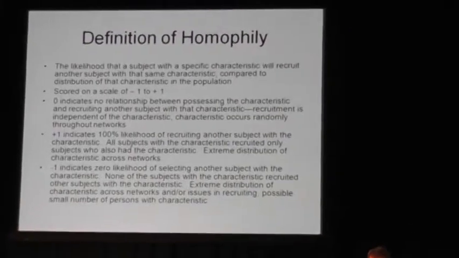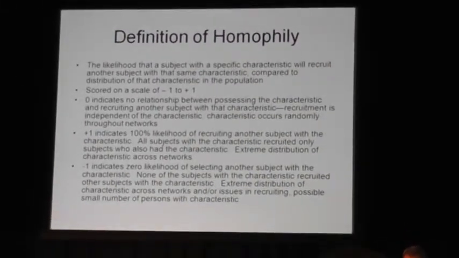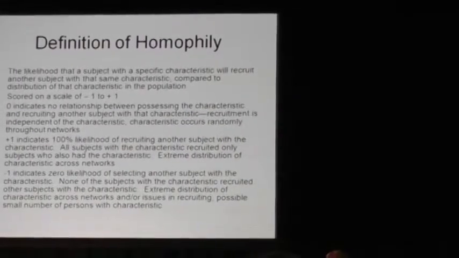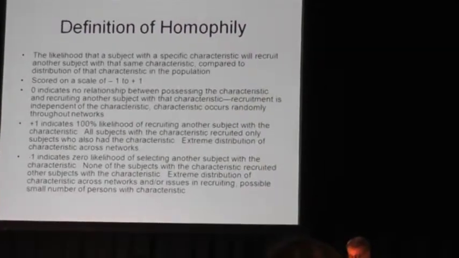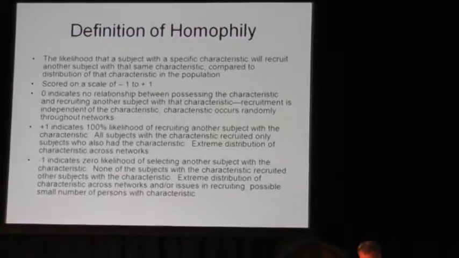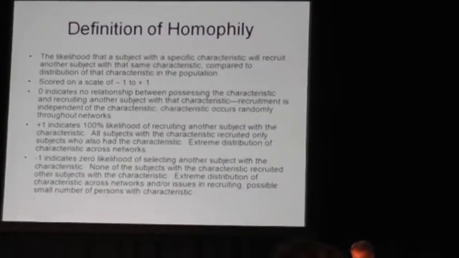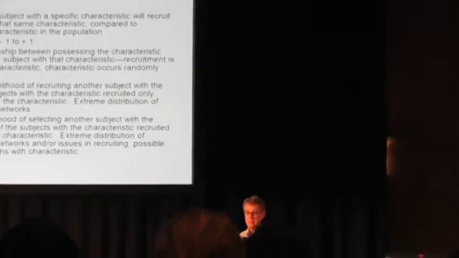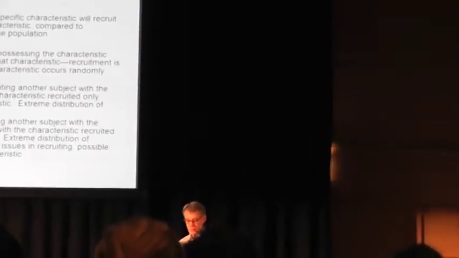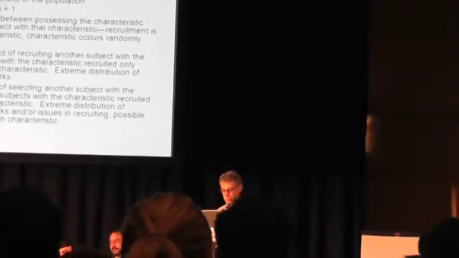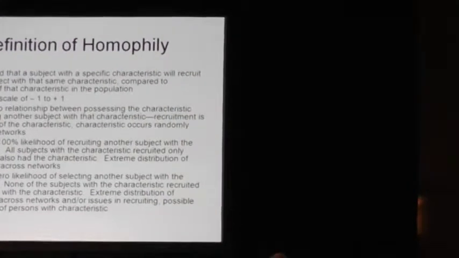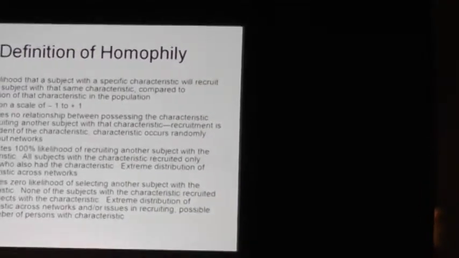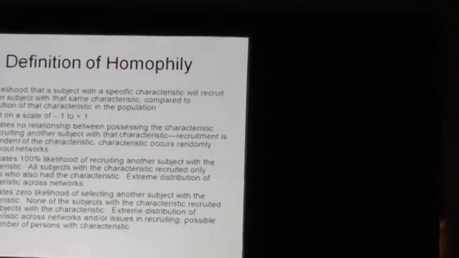A homophily of -1 indicates a 0 likelihood of recruiting another subject with the same characteristic. That none of the subjects who had the characteristic recruited another subject who shared that characteristic. This can occur with extreme distributions of the characteristic across networks, and can also be indicative of issues in recruiting and a possible small number of persons with that characteristic. So, according to RDS theory, the homophily should give you some important information about the patterns of recruiting. Do likes recruit likes, or do likes recruit difference?